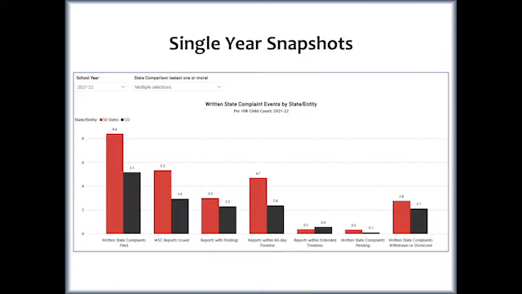The dashboard can also provide a single-year snapshot, like this comparison between the national average of written state complaint events and one state, Colorado, who was significantly below the average in filings that year.